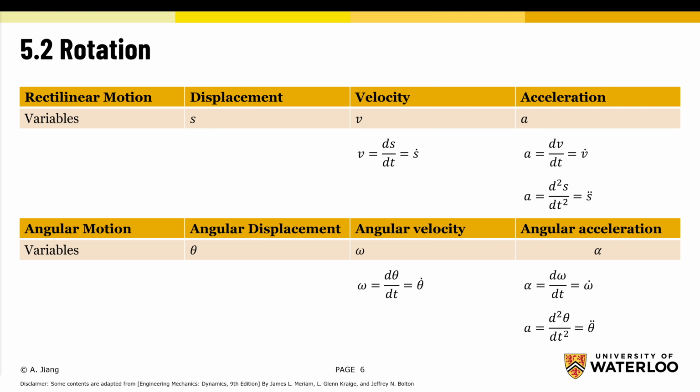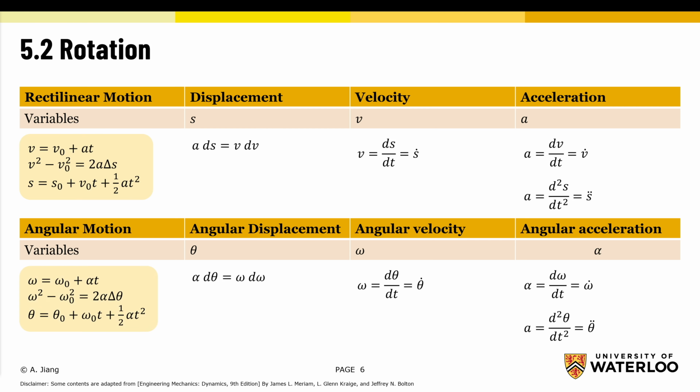As for displacement, they are similar as well. For displacement, we have a ds equals v dv for rectilinear motion, and for angular displacement, we have alpha d theta equals omega d omega. Right? a replaced with alpha, s replaced with theta, v replaced with omega from rectilinear motion to angular motion. Lastly, all these equations we derived for linear motion can be modified by changing v to omega, a to alpha, and s to theta, and applied in angular motion.